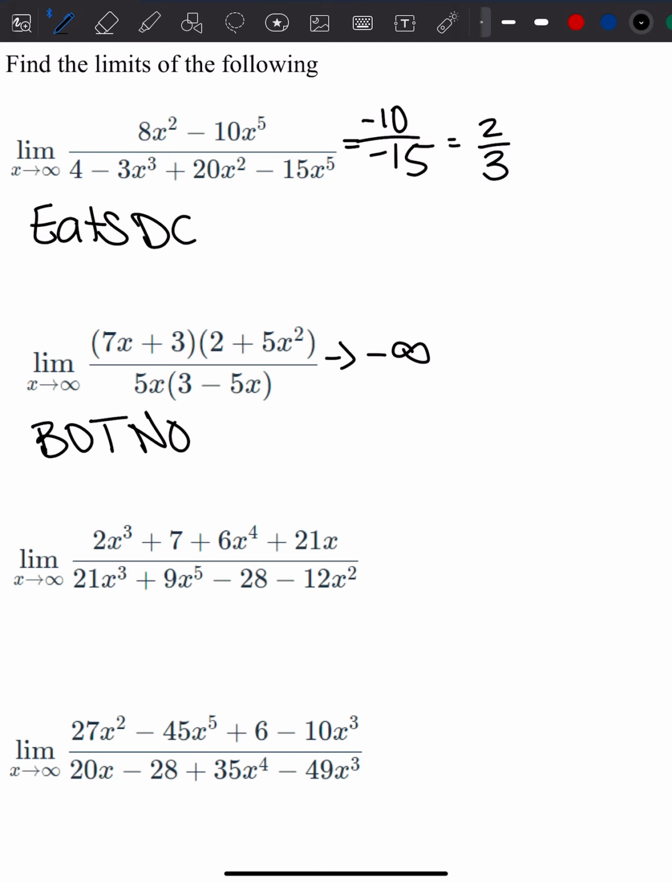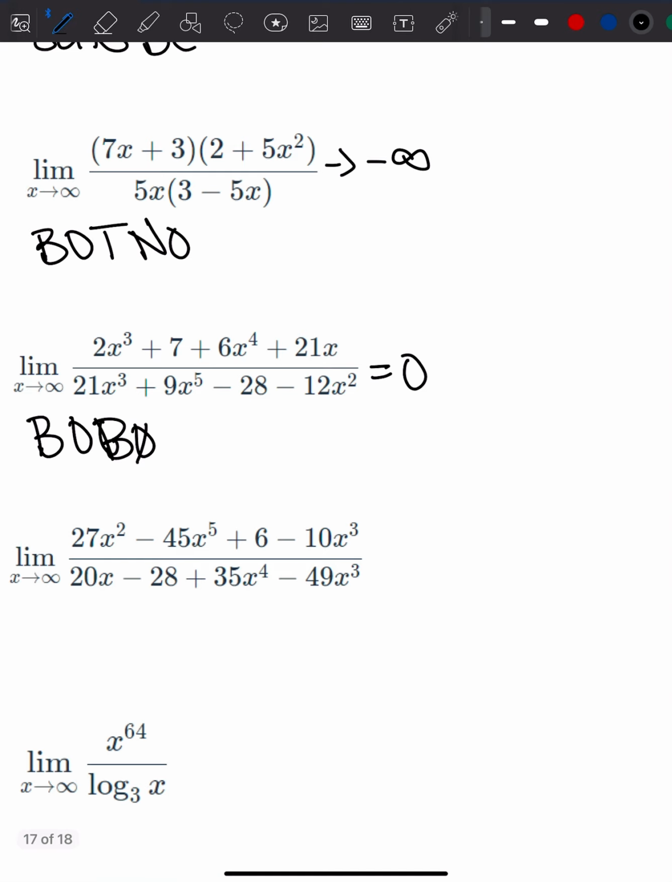Okay, so we're going to look at these next ones. So I have the degree of the top, so the highest on top is 4, the highest on bottom is 5. So it's bigger on bottom. So this would be a Bobo case, which means this will equal 0. Looking at the top, I have the biggest exponent of 5. I have on the bottom the biggest exponent of 4. It's bigger on top. So botno.